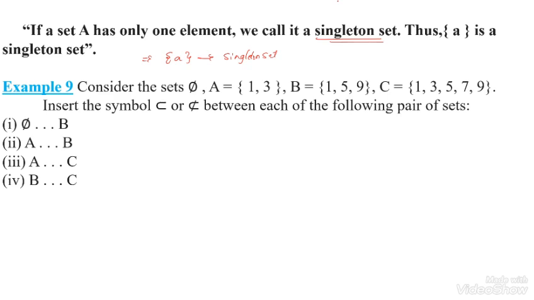Here, example number 9. Consider the sets. The first one represents the empty set, and the second set A contains the elements 1, 3, the set B contains the elements 1, 5, 9, and the set C contains the elements 1, 3, 5, 7, 9. Insert the symbol representing subset or not subset between each of the following pairs of sets. Here, first question: the null set and B. The null set is a subset of B, because every set contains the null set as a subset.